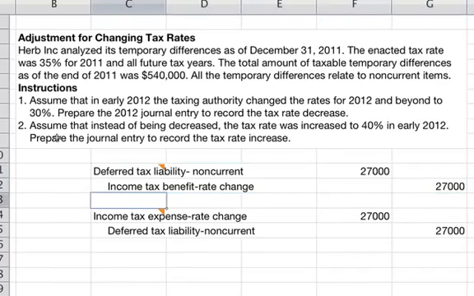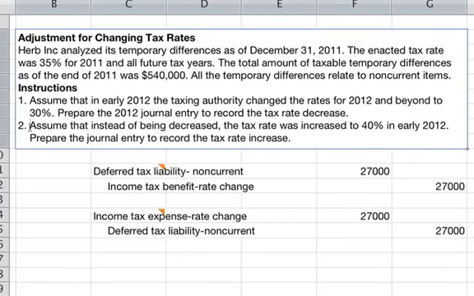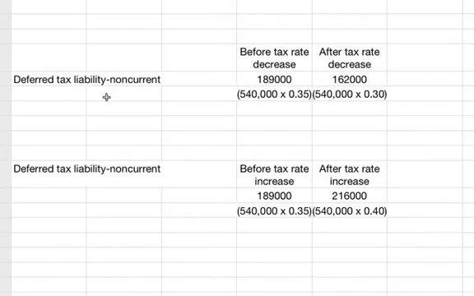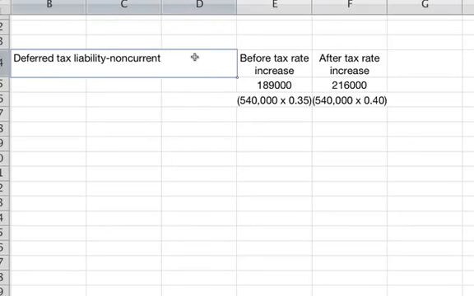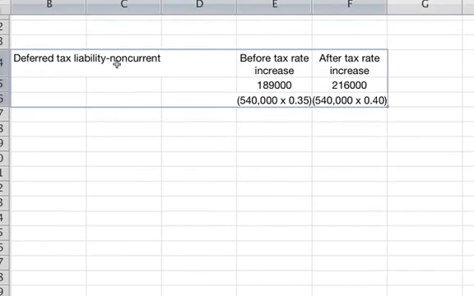Then if we go to number 2 here, assume that instead of being decreased, the tax rate increased to 40%. So to make that change, we just have the same type of setup, and you would show the deferred tax liability account for non-current items. Before the tax rate increase is 189,000. Then after the increase, you take the 540 and you times that by 40, and that increases the account to 216,000. So the difference between those two is 27,000 as well.